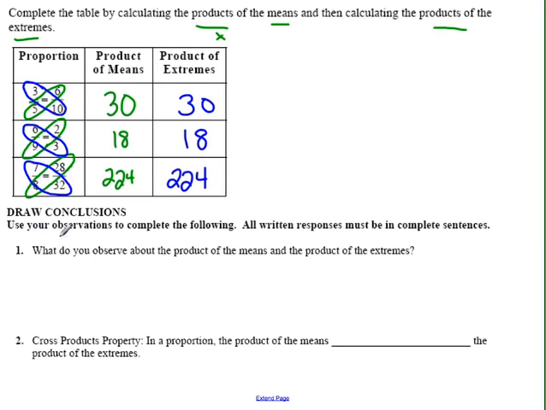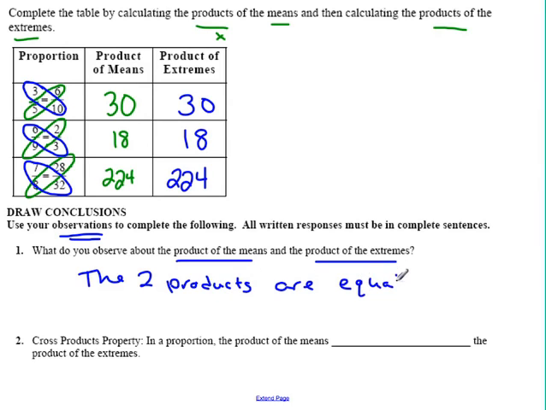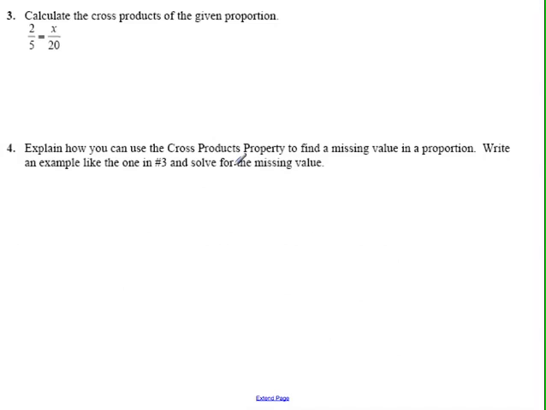Based on our observations, what do you observe about the product of the means and the product of the extremes? The two products are equal. In other words, in a proportion, the product of the means is equal to the product of the extremes. So when you cross multiply, when you multiply 3 times 10, you can set that equal to 5 times 6. That is equivalent, and it's okay to set up a proportion.